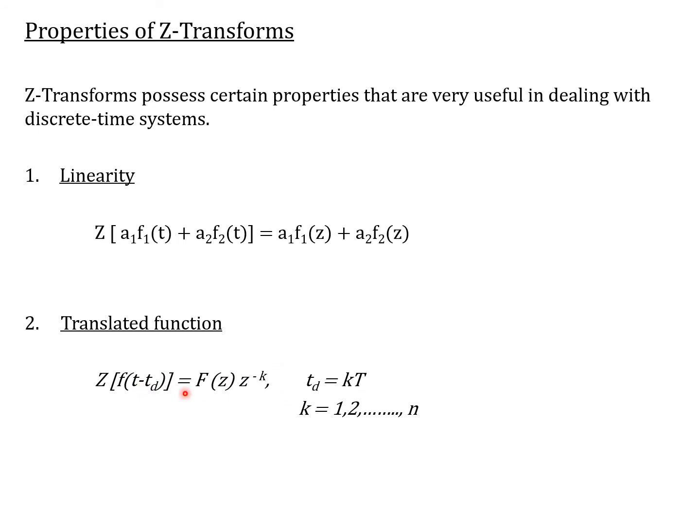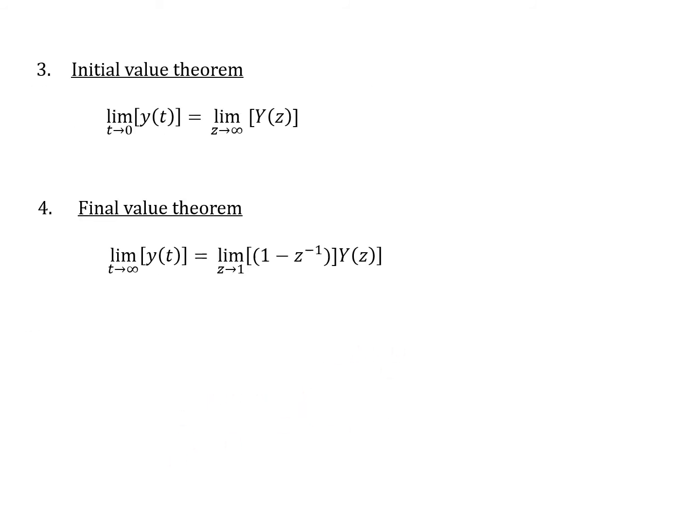In this case, we assume Td is equal to a multiple of the sampling time, kT. k can be 1, 2, 3, and so on. So k means how many sampling times. We assume the delay can be put in terms of a multiple of the sampling time, because there's nothing in between. In discrete, it just takes values at different sampling times. In continuous, it can be any time. So this is the translation.